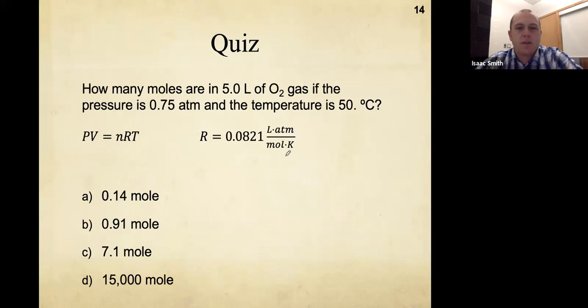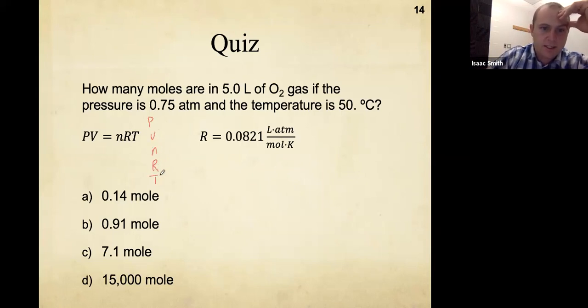Question says, how many moles are in 5 liters of oxygen gas? The pressure is 0.75 atmospheres and the temperature is 50 degrees Celsius. So we're solving for moles. I'm just going to list all of our variables here: P, V, N, R, and T. We're solving for moles, which means we're solving for N. R never changes, it's a constant, so it's 0.0821. And the units are liters, atmospheres over moles times Kelvin.